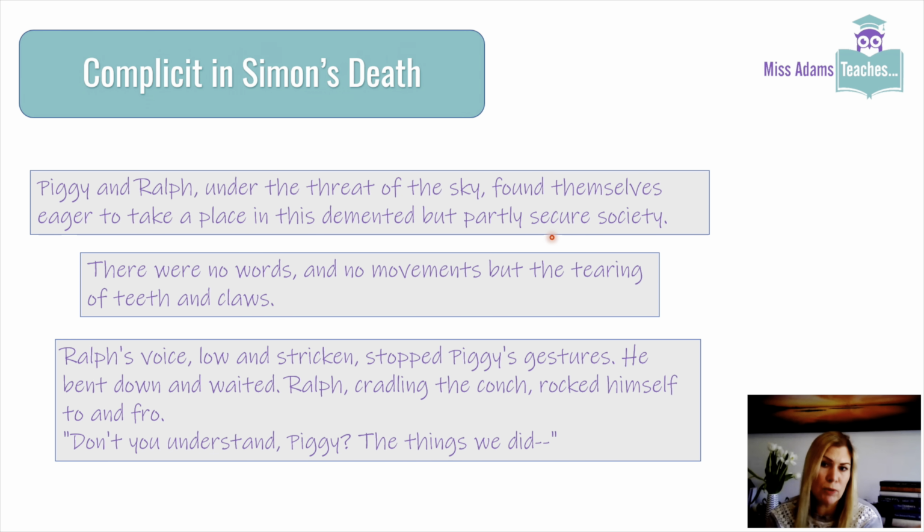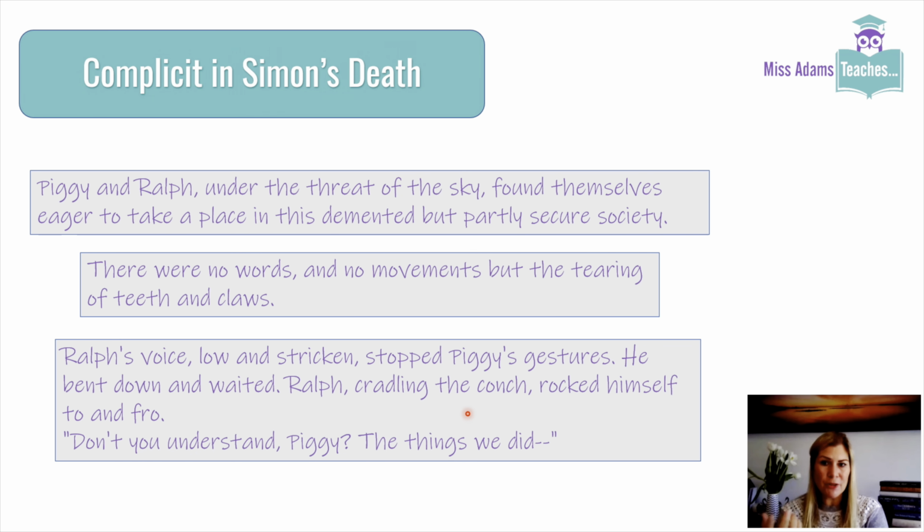And you can see Ralph's culpability and his remorse in the next chapter, even though Piggy does manage to convince him to move into a denial state. It's at this moment where Ralph is low and stricken, and he is cradling the conch, rocking himself to and fro. Simon's death is like another moment where the bonds to civilization and order have been ripped away. And so the fact that he cradles the conch demonstrates he knows how significant it is, because he's seeking comfort from this symbol of authority.